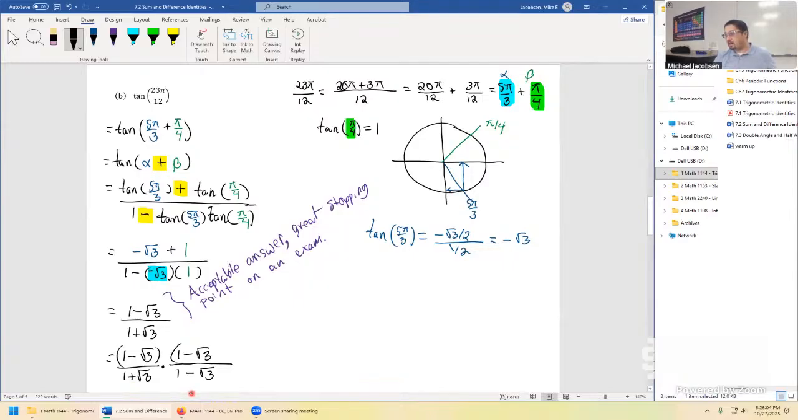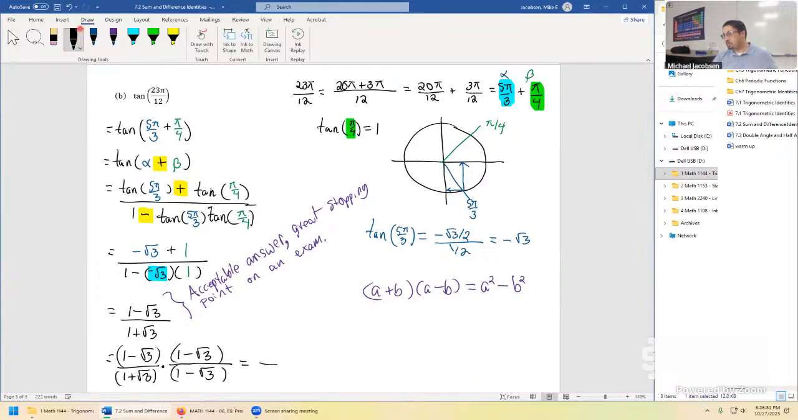The numerator can get complicated when we FOIL it out, but the denominator is automatically guaranteed to simplify in a huge way using the idea that a plus b, that's 1 plus root 3, times a minus b, that's 1 minus root 3, is a difference of squares. It reduces to a squared minus b squared immediately. And that's the way we kill the root 3 from the denominator.